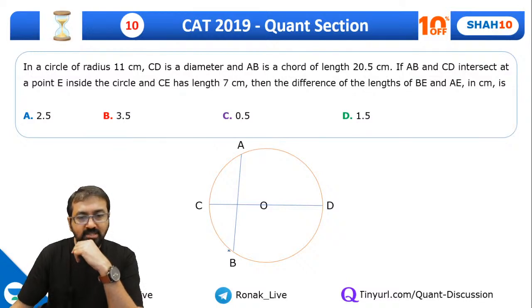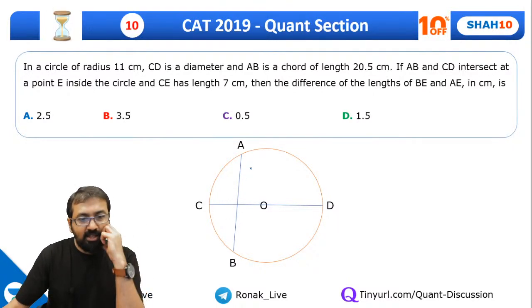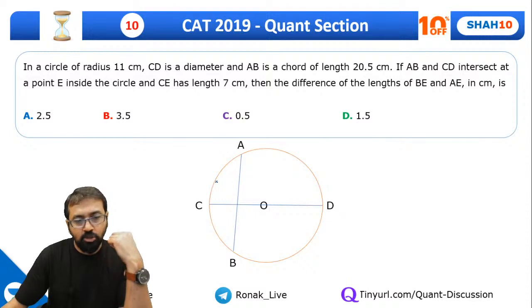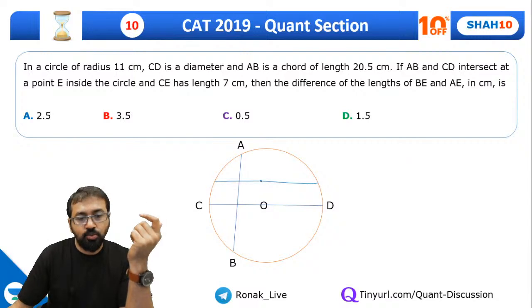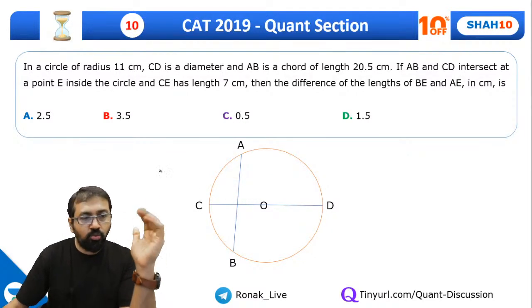Now these points can be anywhere, right? Chord AB is of 20.5 centimeters, so it can be like this, it can be like this. Because this is 22, it may also be possible that the AB points are like this one, but nothing is mentioned whether it's parallel or not, so that's why I have taken it this way. So you can take the points the way you want.